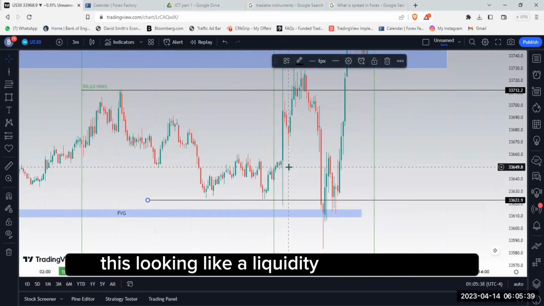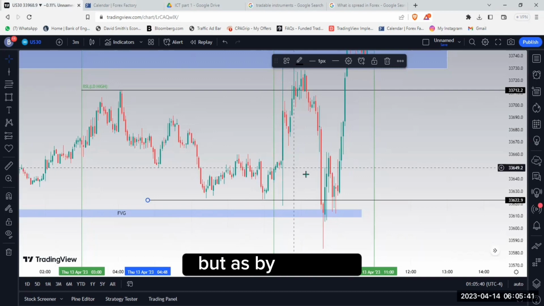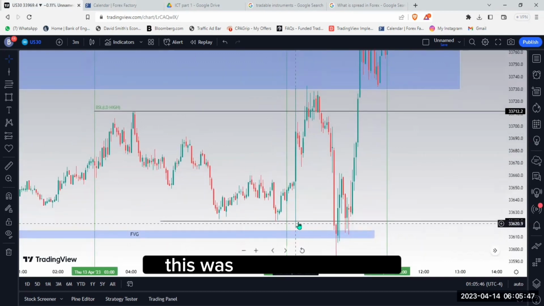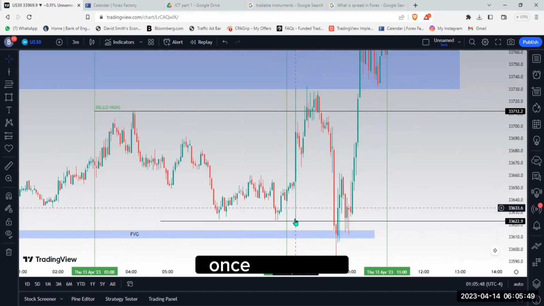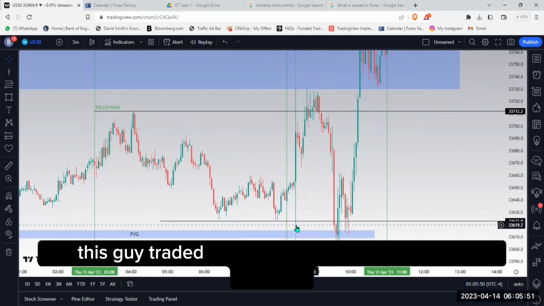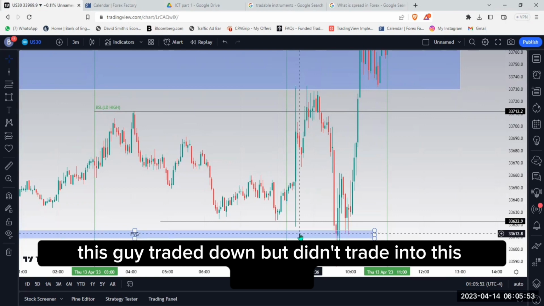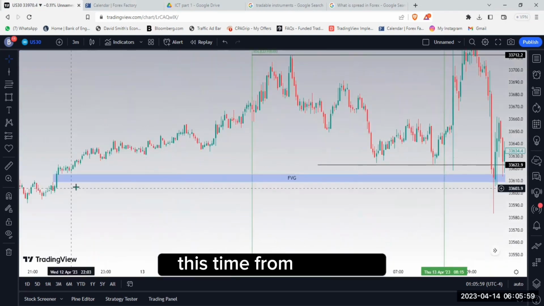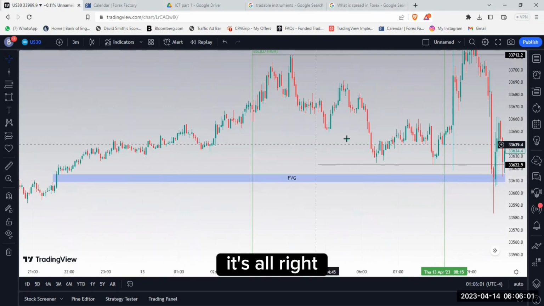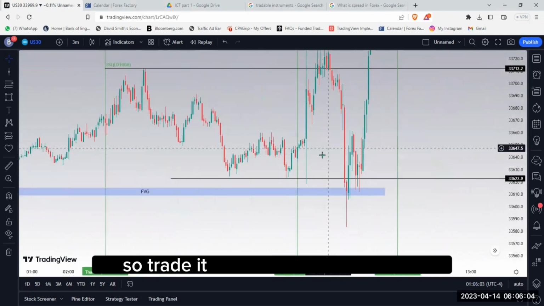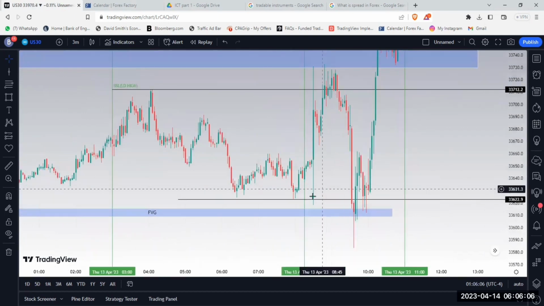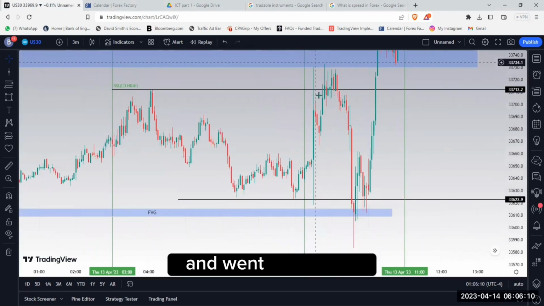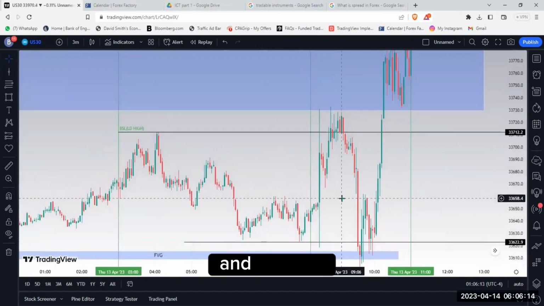This looks like a liquidity sweep, though, but that's by the way. Now, what happened was as a result of PPI. Once there was PPI, this guy traded down, but didn't trade into this FVG. This FVG, by the way, is from this time frame. So it didn't trade into the FVG, but just grabbed liquidity a bit and went up.